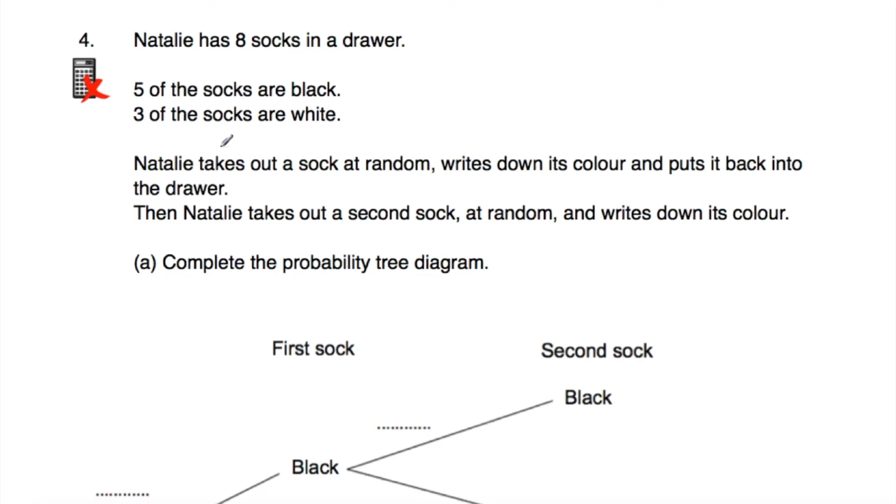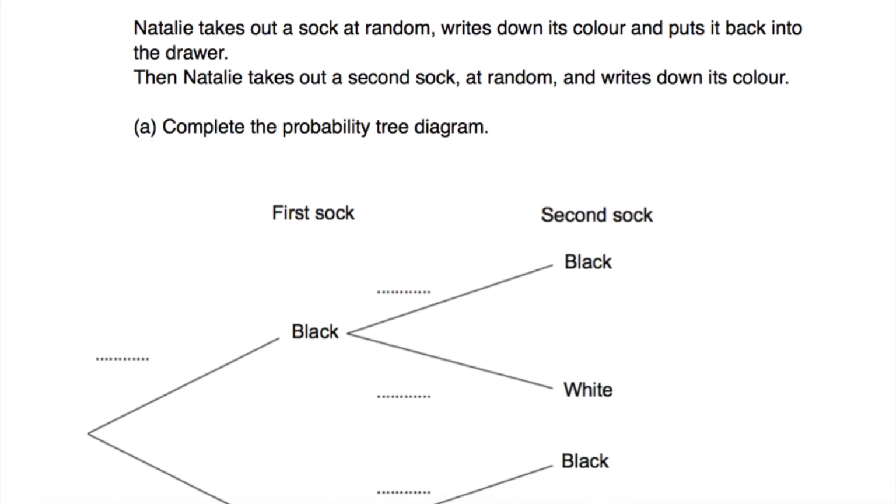And the question says Natalie draws a sock at random from the drawer. So she takes a sock out at random from the drawer. She writes down its colour and then puts that sock back into the drawer. And then Natalie takes a second sock at random from the drawer and writes down its colour. And so we're then being asked to complete the tree diagram.